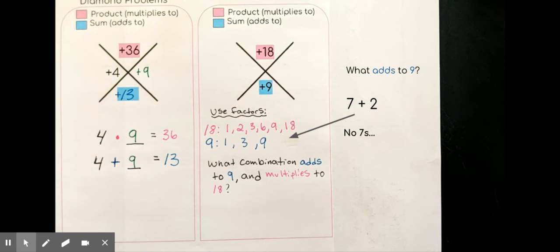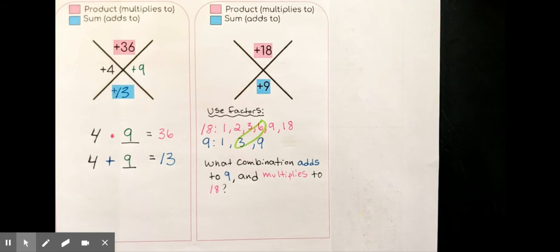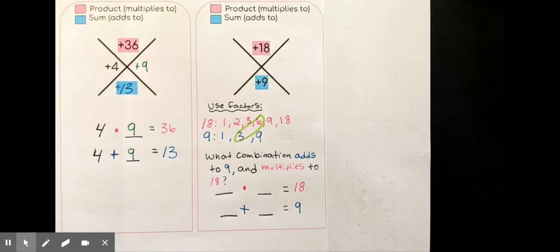So let's keep going. What else adds to 9? 6 and 3. That one we have. We have a 6 in our list of factors for 18, and we have a 3 in the list of factors for 9. So the two factors we are looking for potentially are 6 and 3. We know that they add to 9, and we have them both. So now we just need to know if they also multiply to 18.